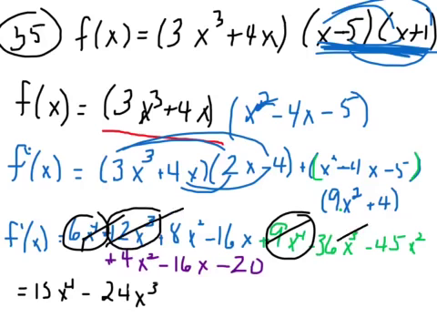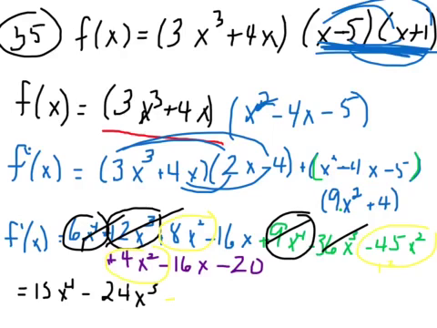Okay, took care of the cubes. Just looking for squares now. I'll use the yellow. I've got 8x squared and minus 45x squared and plus 4x squared. So 8x squared and 4x squared would be 12x squared. 12x squared minus 45. What's 45 minus 12? 3. It would be minus 33.